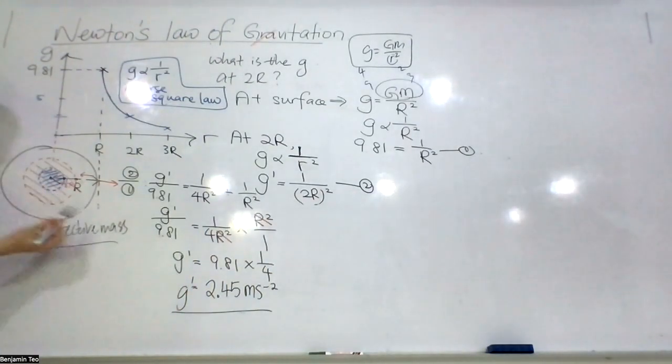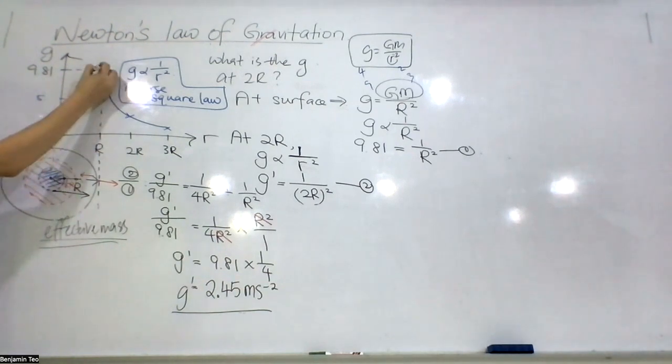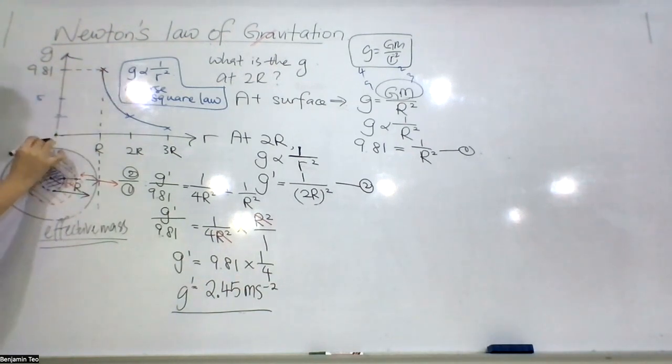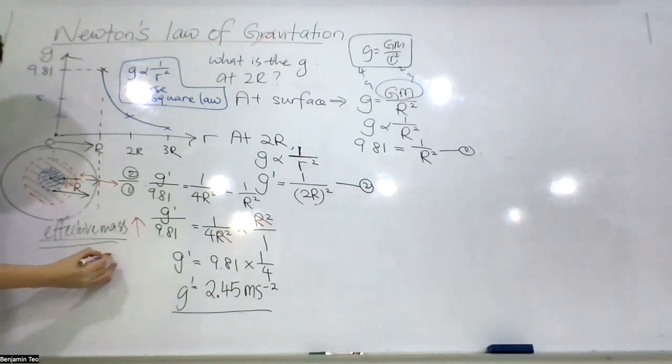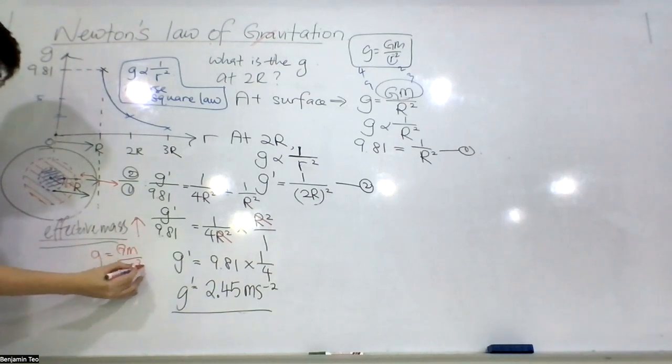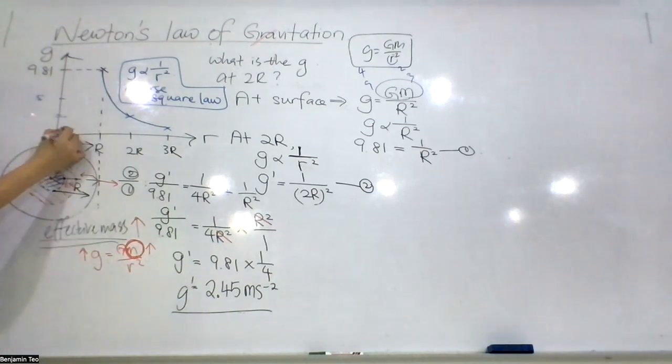If I go in, the effective mass will decrease. Conversely, if I go out from the center, the effective mass will increase. From here to here, when I go from 0 to the radius, the effective mass increases. The g depends on GM over R squared, right? This mass here increases, so this will increase. This one you will get a straight line like this.